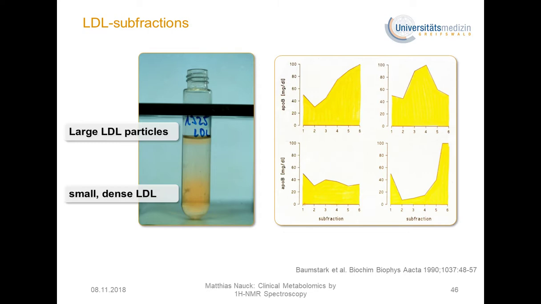On the top, there are the large LDL particles, and down are the small, dense LDL particles. And on the right-hand side, you will see that these subfractions are distributed quite differently. On the left lower hand, it's equally distributed. On the right lower hand, we have only large buoyant and small dense LDL. On the right upper side, we have mainly the mid-size LDL particles, and we know that the risk according to these lipoprotein subfractions is quite different.